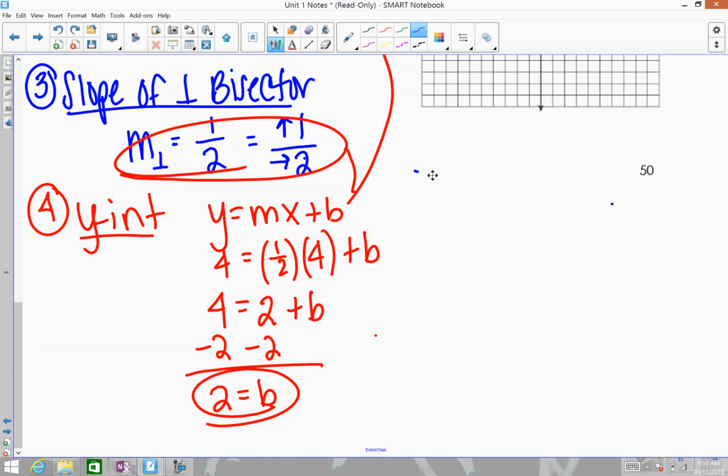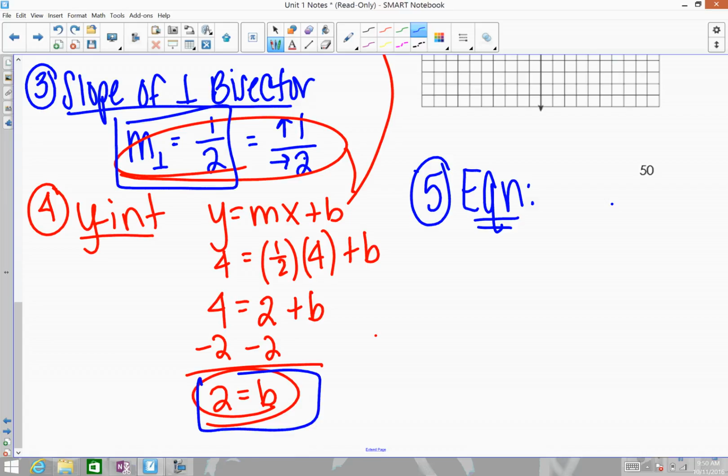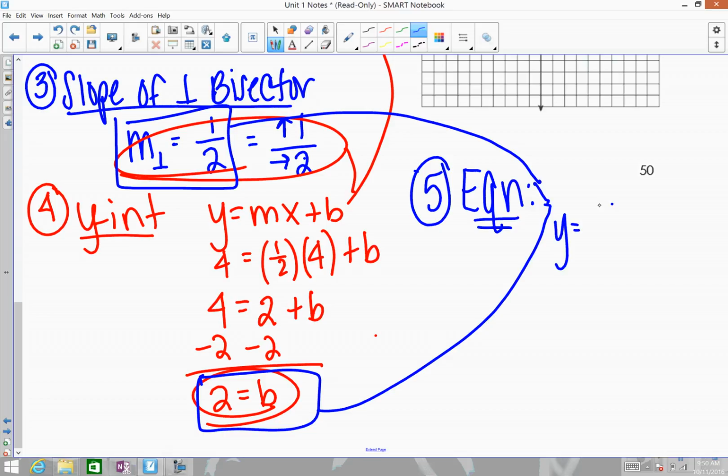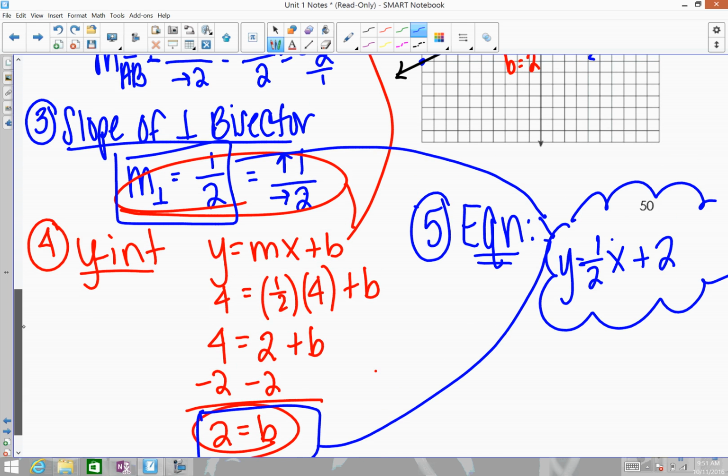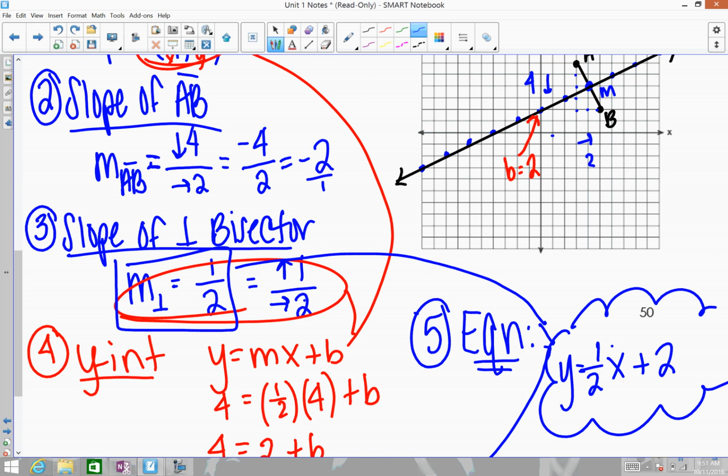And then the last step is just to write your equation. We know the slope and we know the y-intercept, so now we can take these two things to come up with the equation. It'll be y equals, your slope is 1/2 x, plus b. So that would be your equation, and if you look up top here, that matches. It's a slope of 1/2, y-intercept of 2. So y equals 1/2 x plus 2.